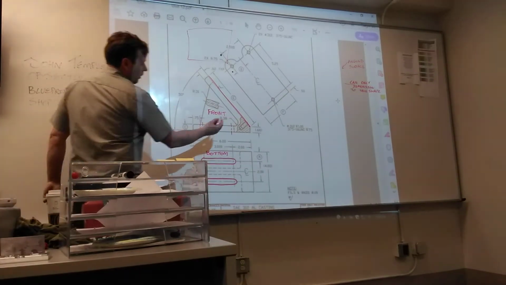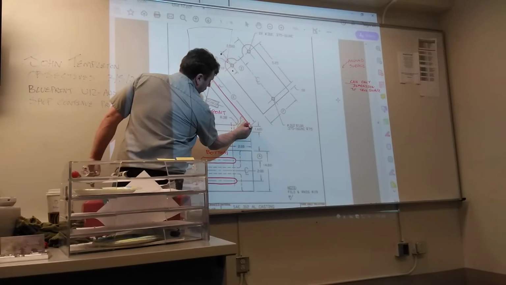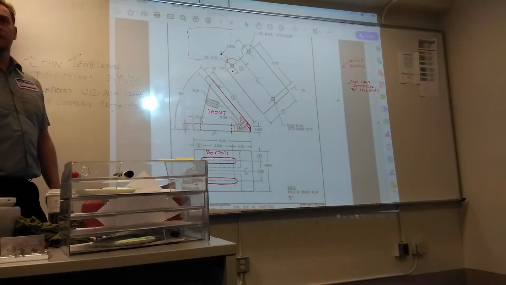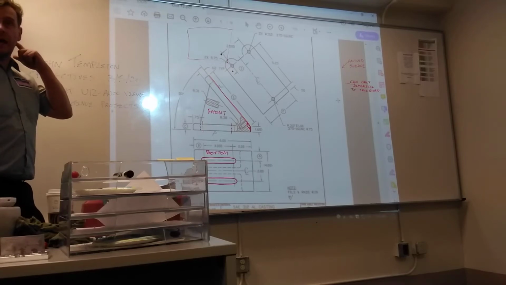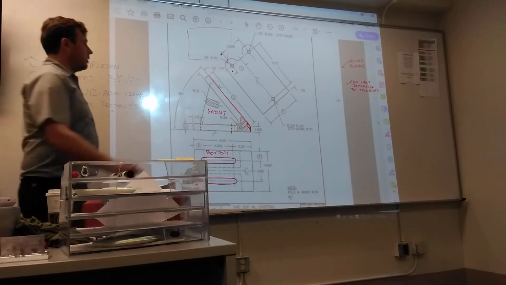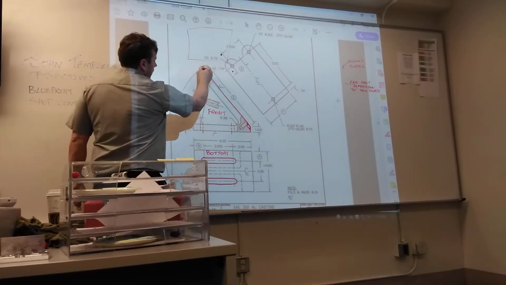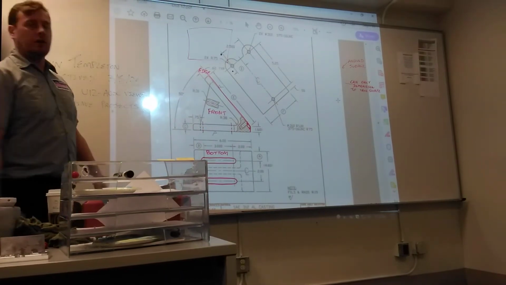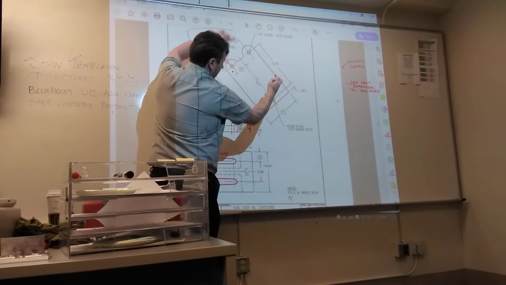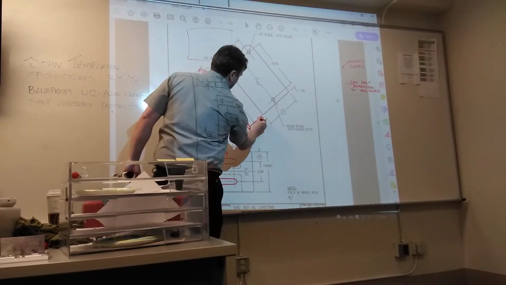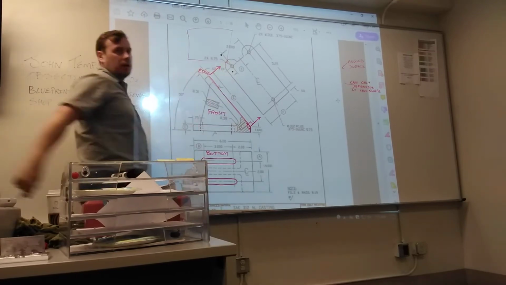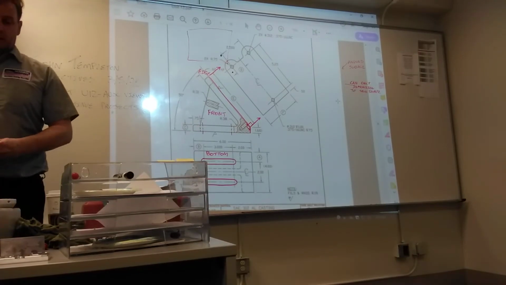So in the front view, what do we see? We see the angle of the incline. So that makes this here the edge, and then we're going to rotate the part this direction 90 degrees.